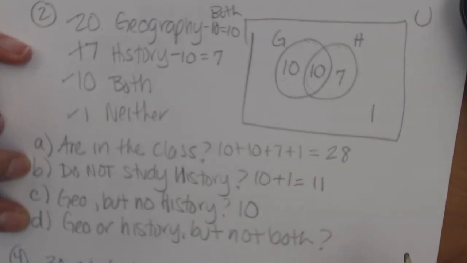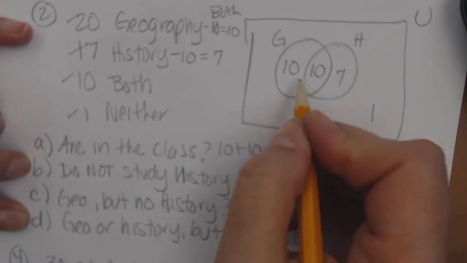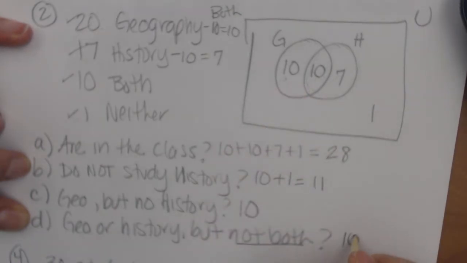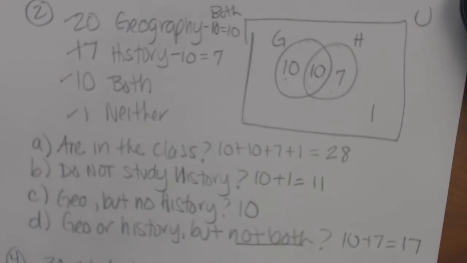And the last one, geography or history, but not both. So just geography is 10. Just history is 7. So that's going to be 17. So that's been number 2.